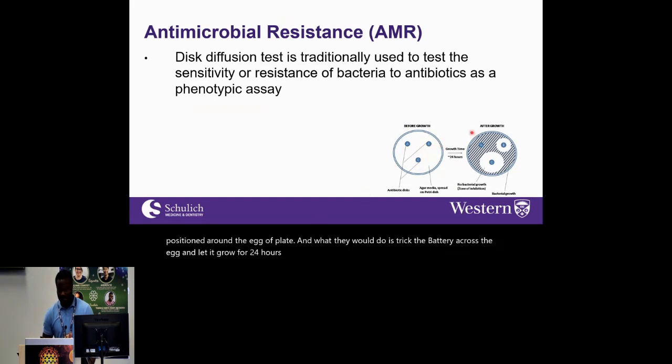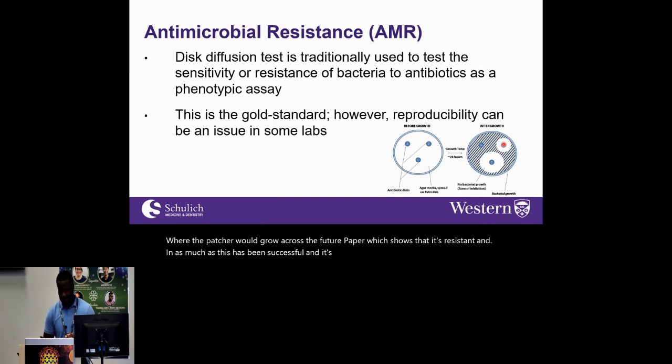This is usually a gold standard and is usually very successful. What we usually find is a zone of inhibition around the area where you put the filter paper, and that shows that the antibiotics can actually kill the bacteria. But in some other cases, you can have resistant bacteria, just like the one labelled A, which I have here, where the bacteria grow across the filter paper, which shows that it's resistant. And inasmuch as this has been successful and is a gold standard, there are some challenges with this method, because some labs might not be able to adopt it properly because they're just starting out, and reproducibility can be an issue in many cases.